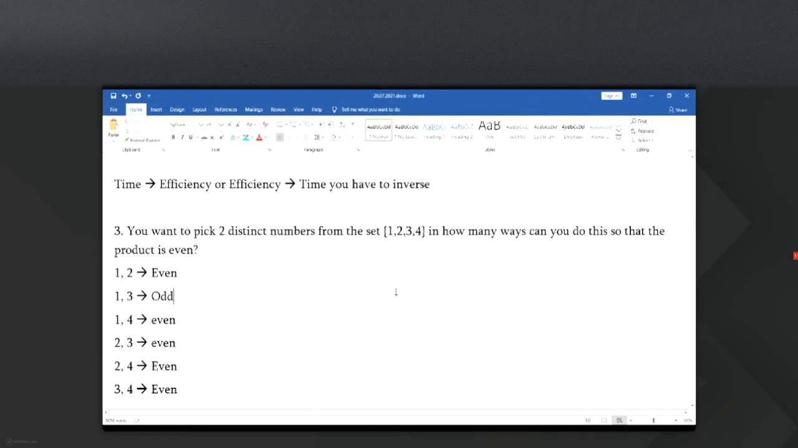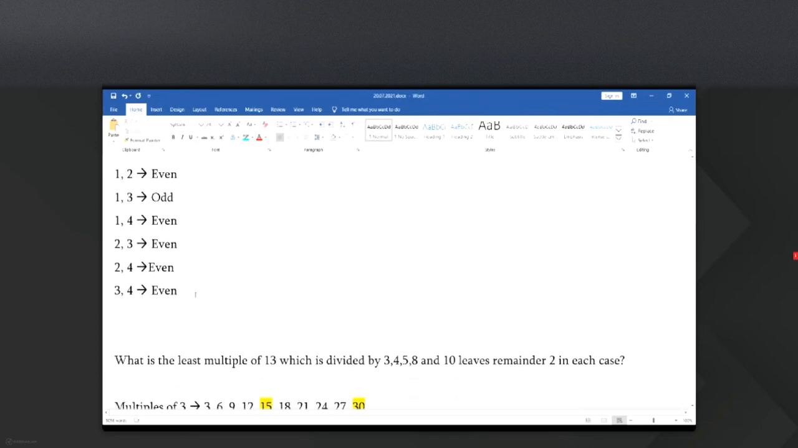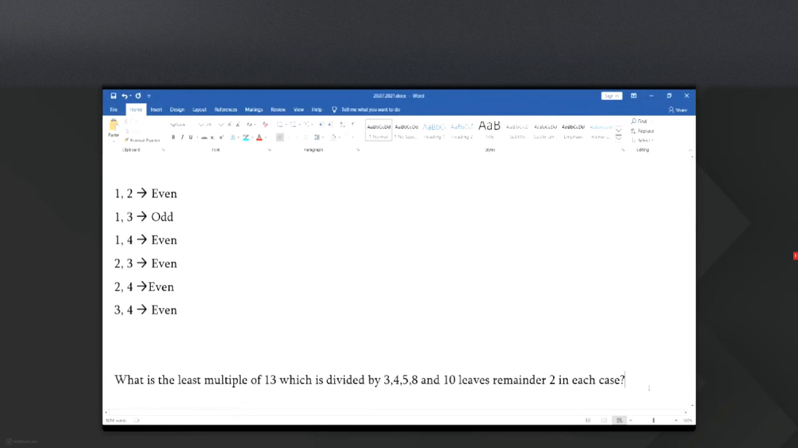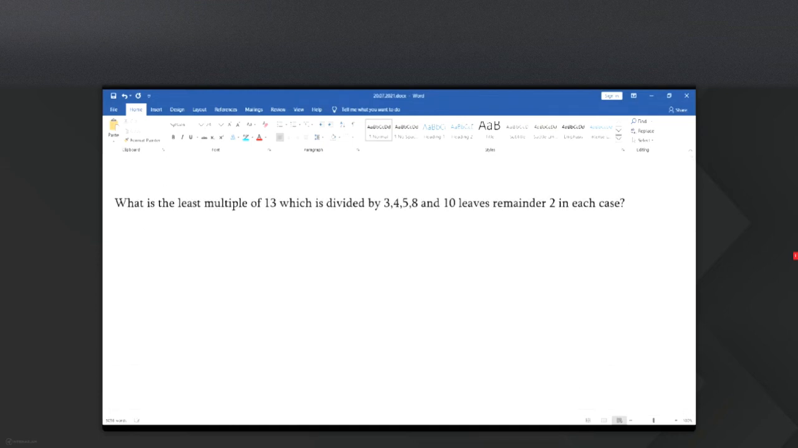So in how many ways can you do this so that the product is even? 5 ways. The answer is 5 ways. You can do it in 5 ways. Okay, right. So we move on to the next question. Let me just show you guys this question. Let's look at this slide, guys, and we'll discuss.